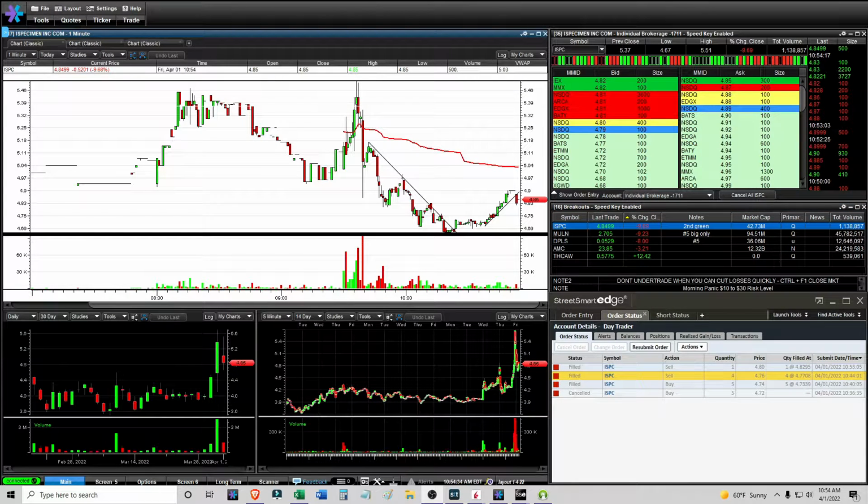Okay, it is 10:54 a.m. and I want to go over a trade with ISPC. Literally the same setup as it was the other day, an inverse head and shoulders, same similar pattern.